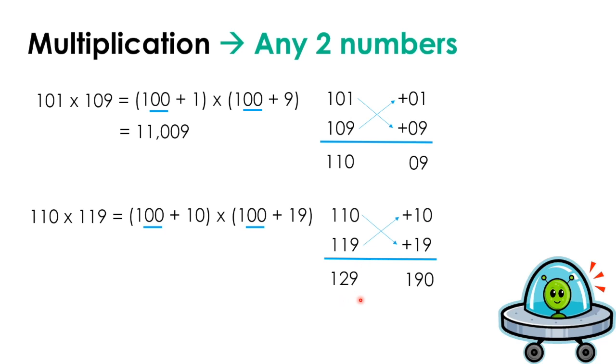But is the answer 129190? I don't think so. Because this number has to remain as a two-digit because there are two zeros over here. So this 1, you bring it over to the 9. So it becomes 1, 2, 9 plus 1, 9, 0. But this also becomes 10. So it also has a 1 that you carry forward to the 2. So it becomes 13090. And that is your answer. Simple as that.